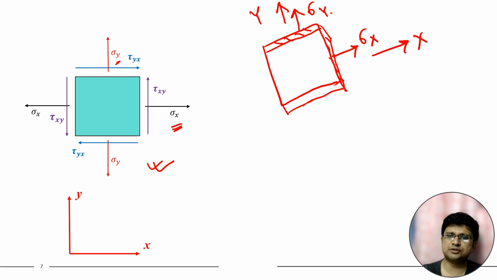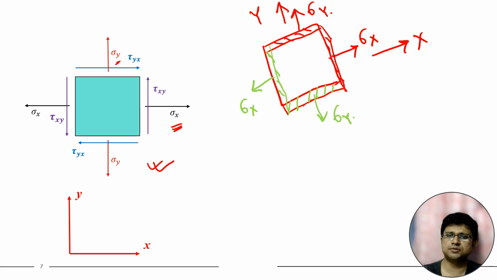And these two planes are actually negative plane. This is negative y plane, because if we draw the normal, it will be along the negative y direction. So this is negative plane. For negative plane, we have to consider the negative direction. So this will be the direction of sigma y. And here also it is negative plane. So this will be the direction of sigma x.